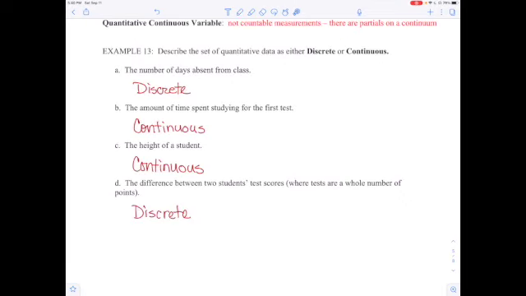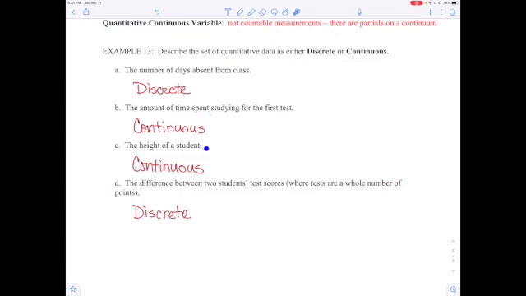So if we read through it, the number of days absent from class is going to be discrete because you are talking about days. Even though you might say, Ms. Wiseman, there are partial days, yes, but there's always something that does not keep on going. It doesn't flow, so that's why it's discrete. The next one is continuous: the amount of time spent studying for the first test. It could go on and on, and it flows from one thing to the next, 1 minute to the next, because there are seconds in between. So that's continuous.